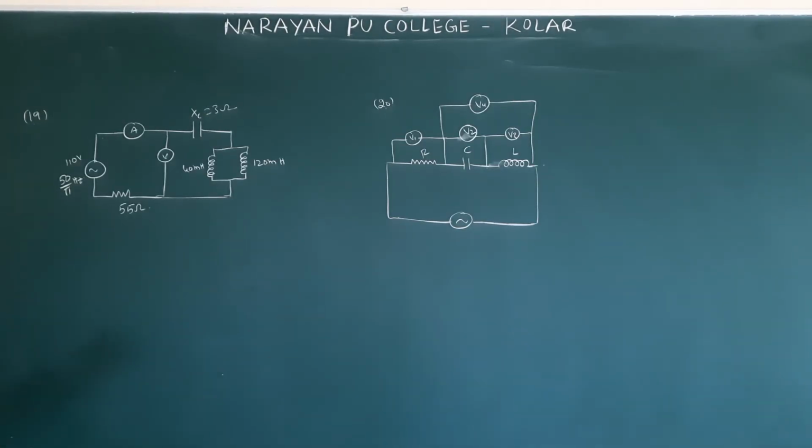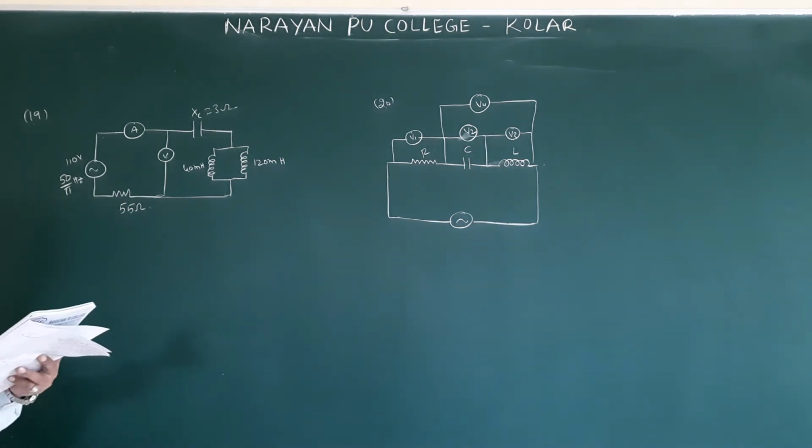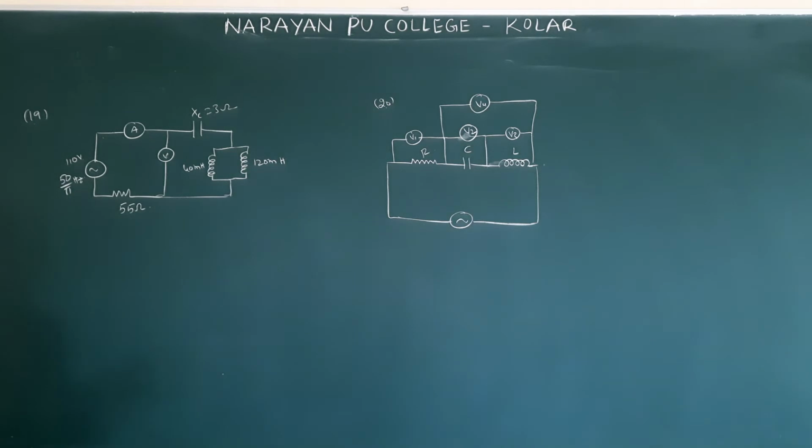Next is question number 18. That is a theory question. Match the following. Omega naught is the resonant frequency. They gave: omega less than omega naught, omega equal to omega naught, omega greater than omega naught, omega equal to root 2 omega naught.